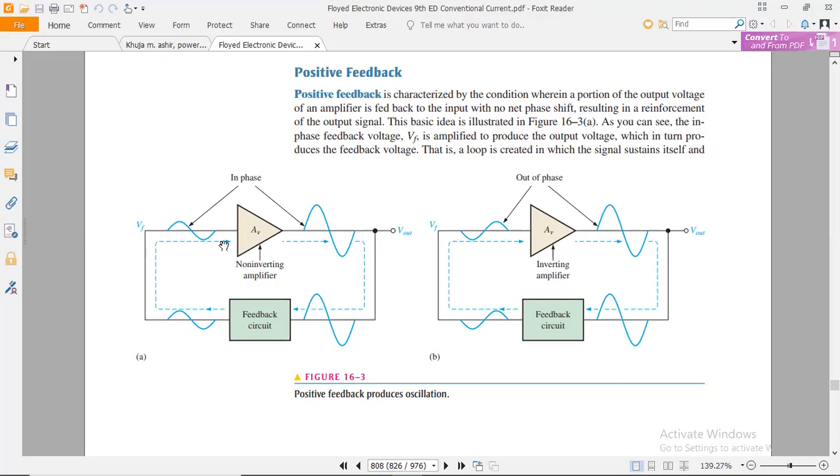Means that they are in phase in both figures. In part A, as you can see, the in-phase feedback voltage, Vf, is amplified to produce the output voltage, which in turn produces the feedback voltage. That is, a loop is created in which the signal sustains itself.